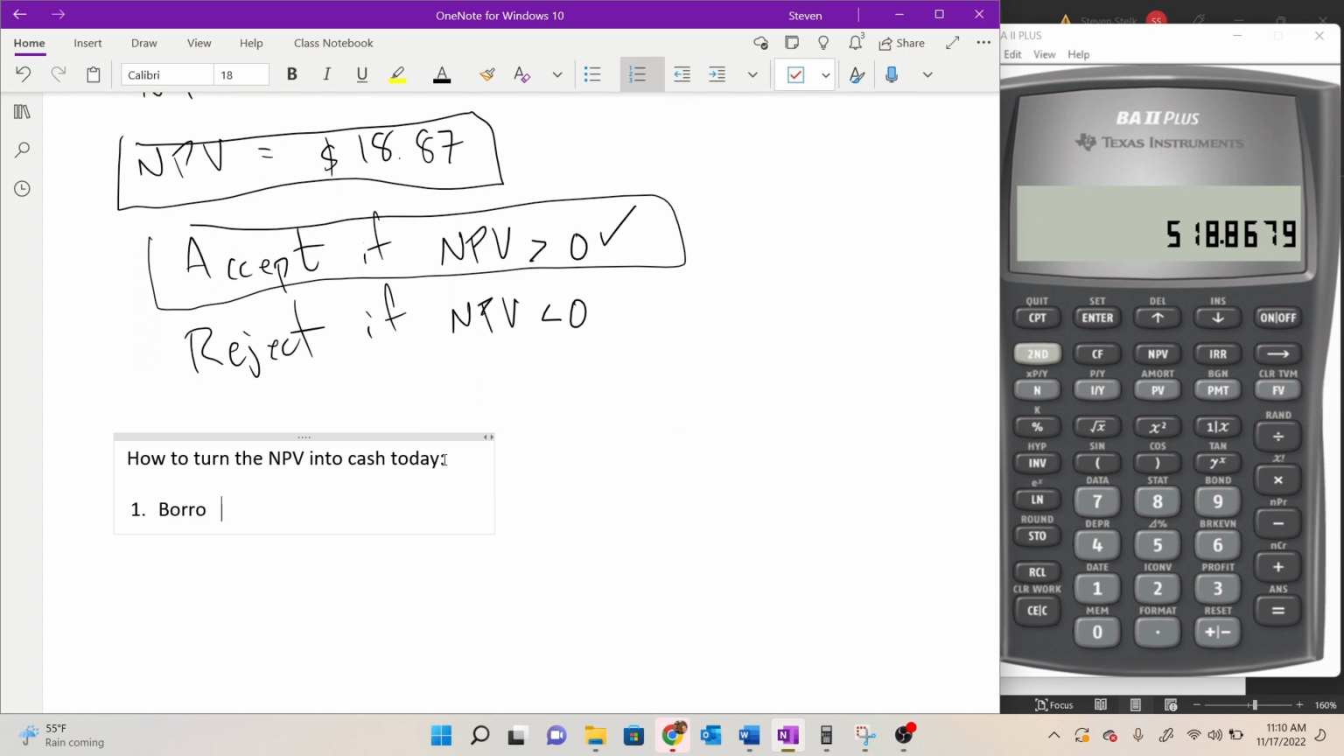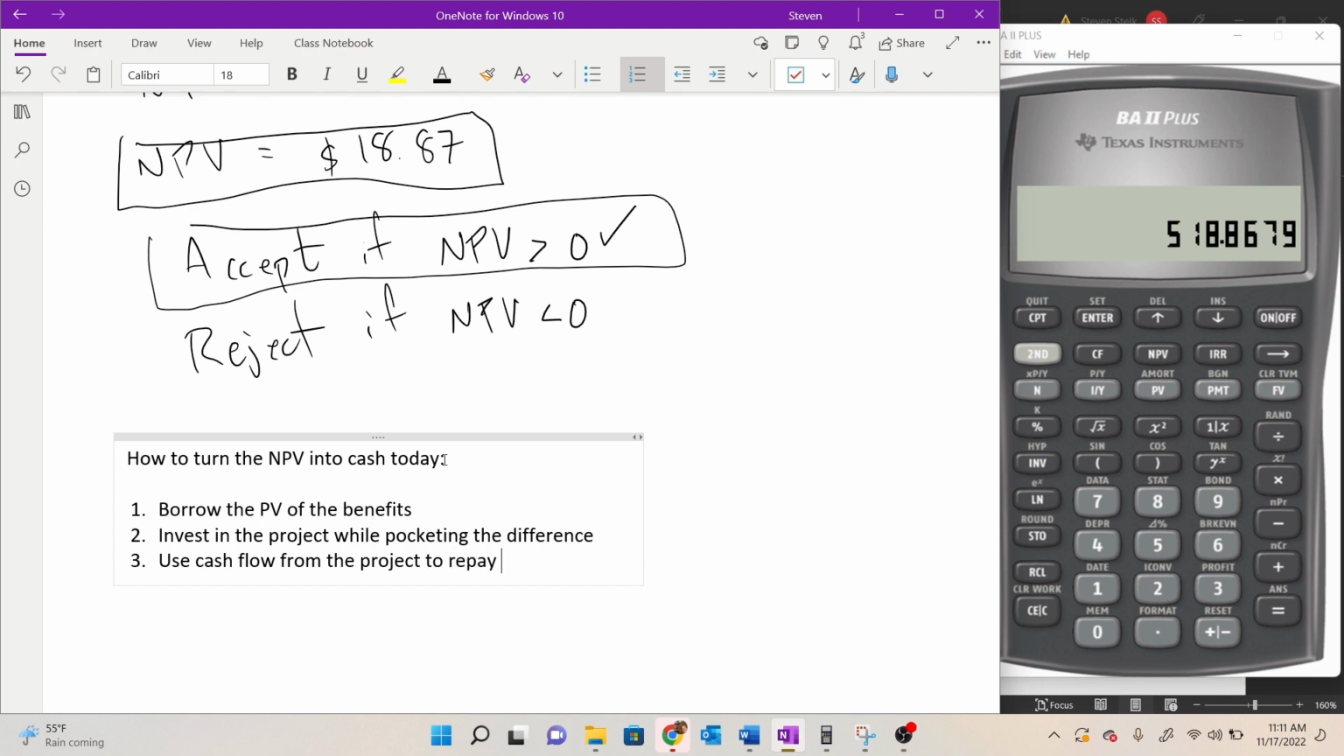What we're going to do is borrow the present value of the benefits, invest in the project while pocketing the difference, and we'll see what that means in just a second. You're going to end up borrowing more than you actually need to invest in the project, and then use cash flow from the project to repay the initial loan.